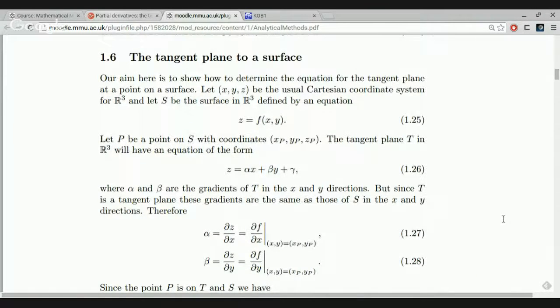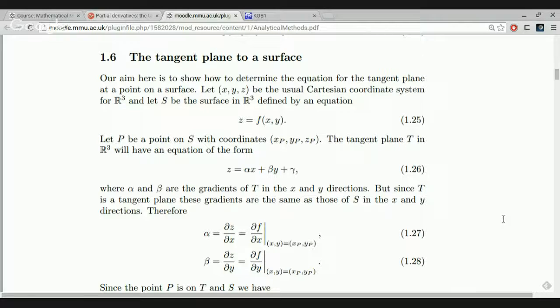And so if you imagine a point on such a surface, rather than having a tangent line, because of the step up in the dimensions, from a curve of a function of a single variable to now a surface of a function of two variables, the corresponding thing to a tangent line from the one variable case is now a tangent plane.